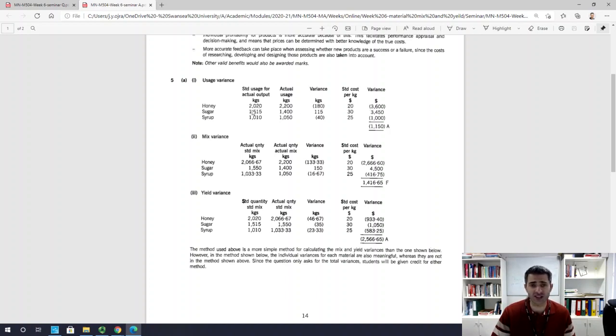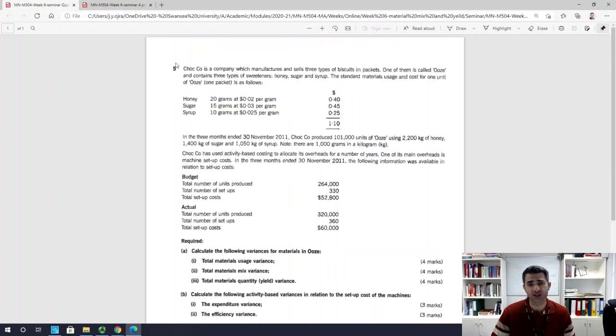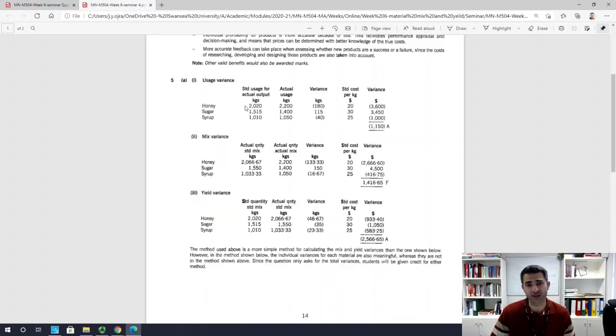What is the standard quantity for the honey? If you look here, you can see how to calculate the standard quantity. If you remember, the required kilogram for the honey, which is 0.02 kilogram, you multiply by the actual output, which is the 101,000 units. If you do this, you should be able to find 2,020 kilograms.